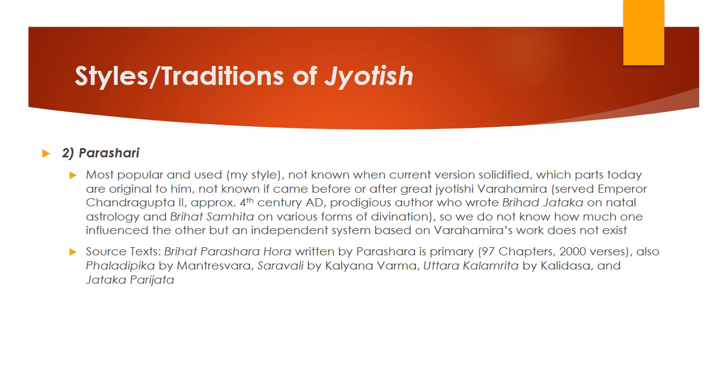So the main book of the Parashara system, and the main book considered for all of Jyotish, because this is the main system of Jyotish practice at this time, is the Brihat Parashara Hora, written by Parashara. And again, it's the primary work. There's like 97 chapters on Jyotish, 2,000 verses. Other important works in this style or tradition of Jyotish are the Phaladipika by Mantreshwara, Saravali by Kalyana Varma, Uttara Kalamrita by Kalidasa, and the Jataka Parijata. So, again, this is the main style used today.